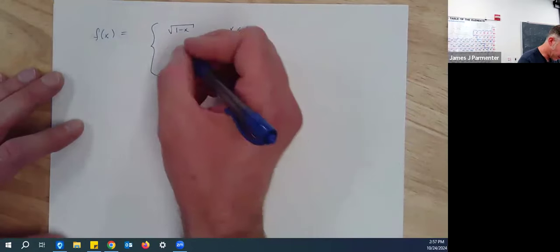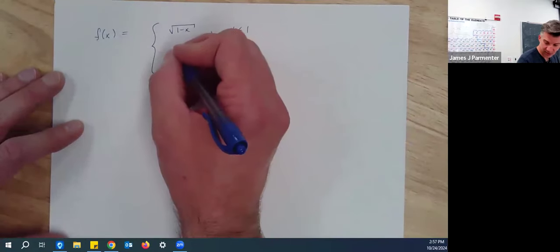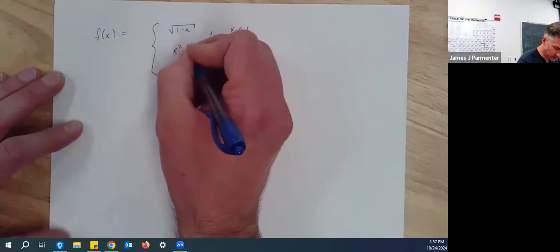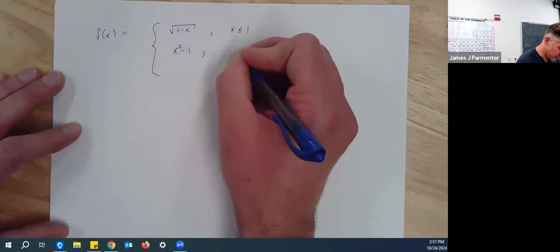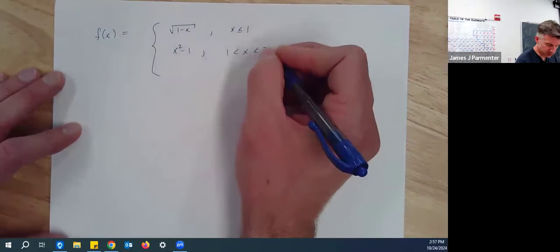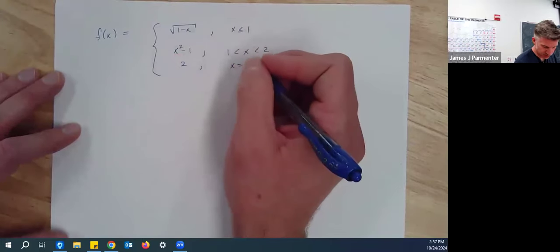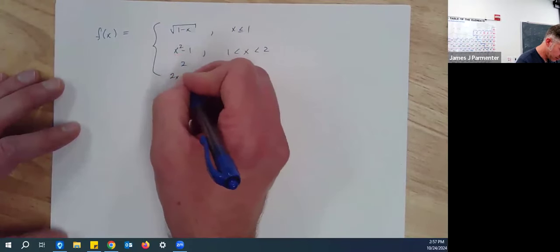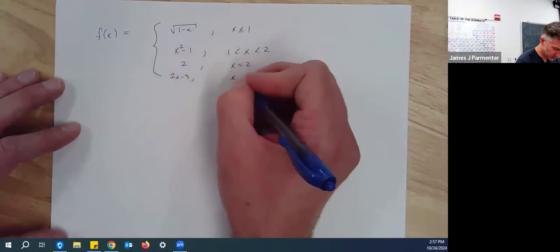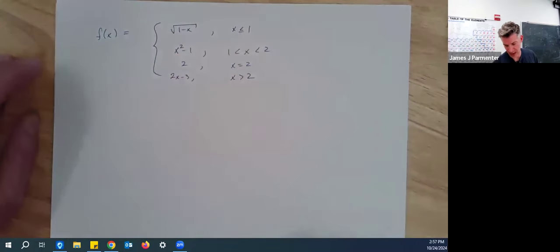So here's our function. It's the square root of 1 minus x when x is less than or equal to 1. It's x squared minus 1 when x is between 1 and 2. It is equal to 2 if x is equal to 2. And it's equal to 2x minus 3 if x is bigger than 2. And for all this writing, am I missing a page? No, I'm not.